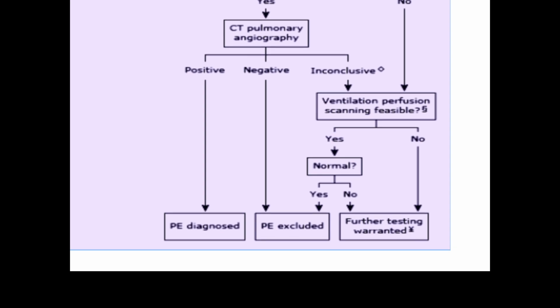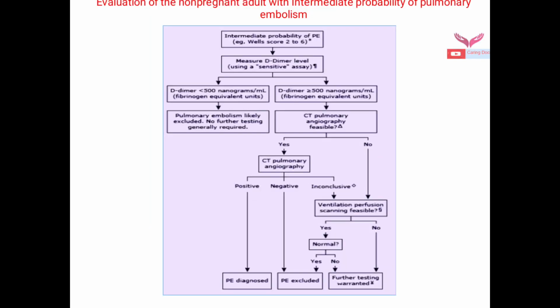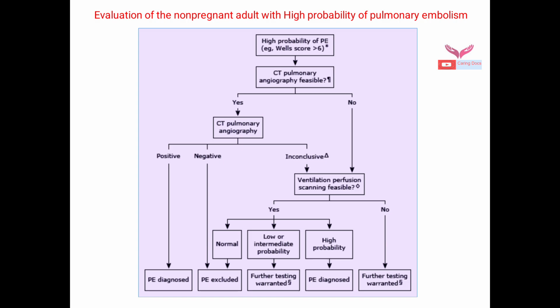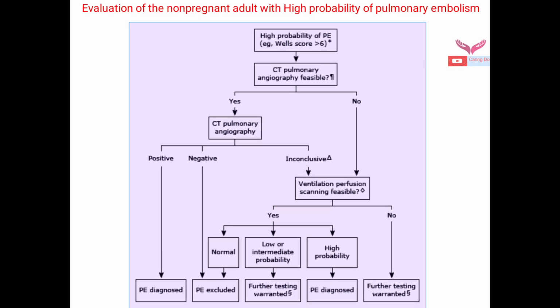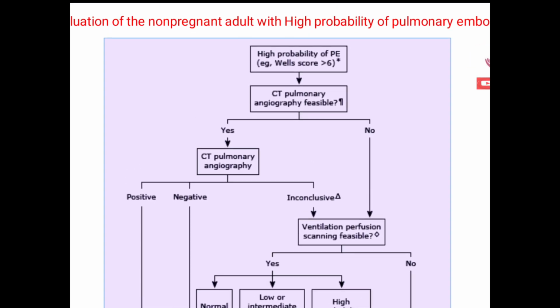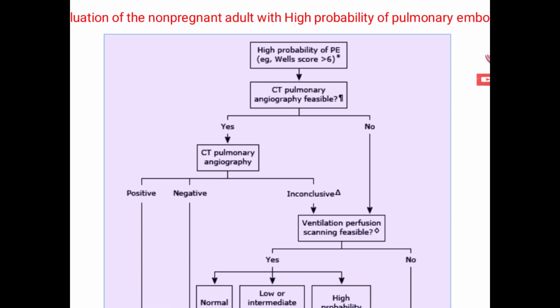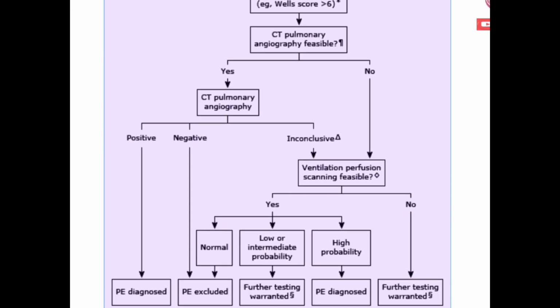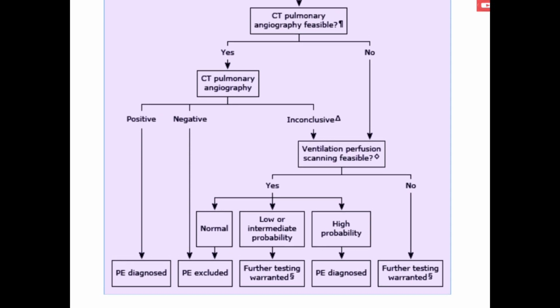If it is not normal, then further testing is required. Similarly, we do this evaluation. This is the algorithm for high probability of pulmonary embolism. If there is high probability of pulmonary embolism, that is Wells score is more than 6, then we have to see if the CT pulmonary angiography is feasible or not. If yes, then we do CT pulmonary angiography.